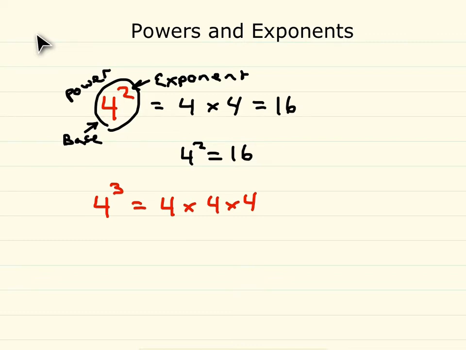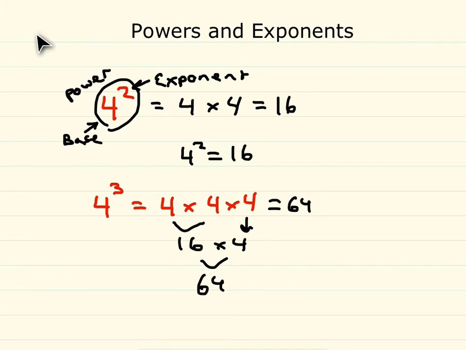To find its value, you have to take 4 times 4, which is 16. You have to take that 16 then times 4. 16 times 4 is 64. So the value of 4 to the third power would be 64.